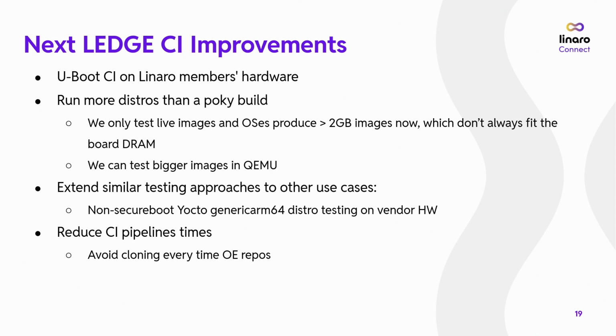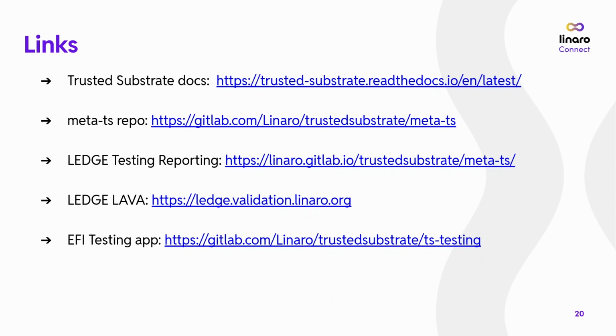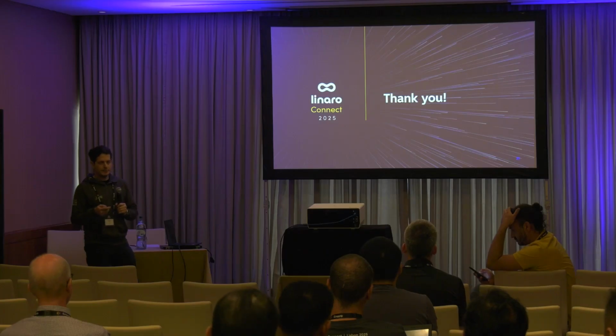So the new improvements that we want to do are to add more Linaro members boards to the U-Boot CI, run more distros, work around the 2 gigabyte limitation, extend the way we do the testing, and also reduce the CI pipeline times more. These are the links if you care about more details: the documentation, the repo, the reporting that we showed before, and the new Lava web page for reporting, and more details there. So thank you so much.